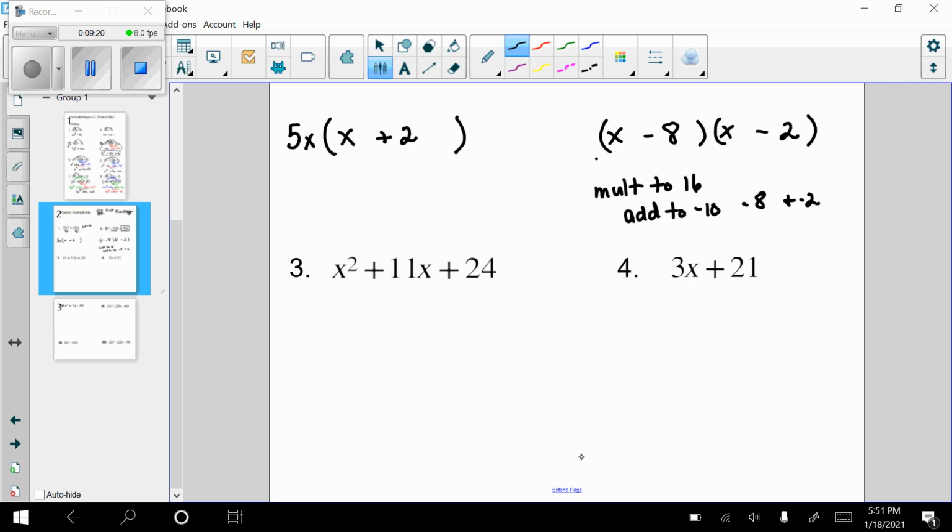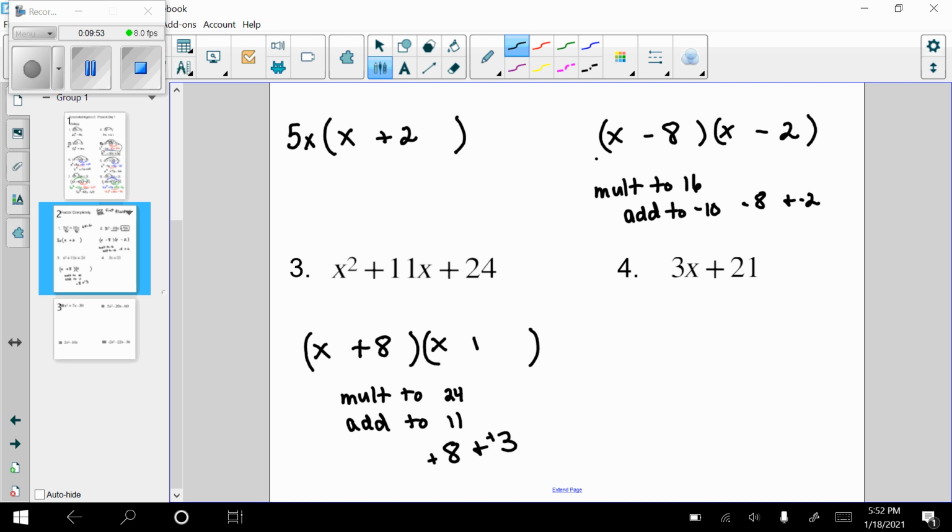Okay, so here's another quadratic. So my lead coefficient, or the number in front of x squared, is 1. So I know this has to be an x and an x. I need to multiply to positive 24 and add to 11. So those 2 numbers are going to be 8 and 3, and they're both going to be positive. So this is going to factor backwards to x plus 8 and x plus 3. If you look back at my previous examples where we multiplied, this matches up with number 5.